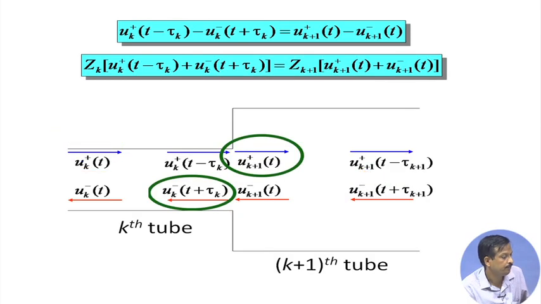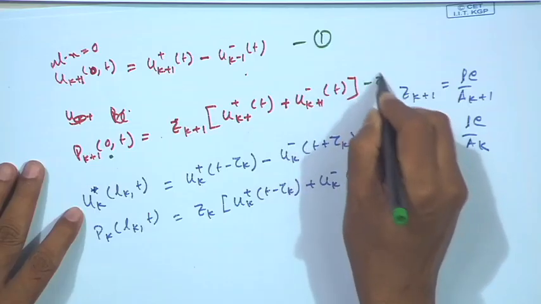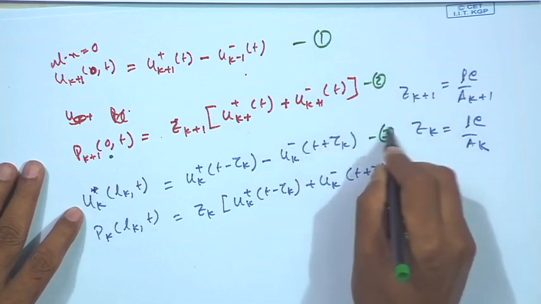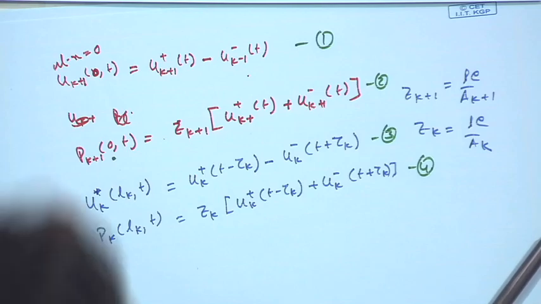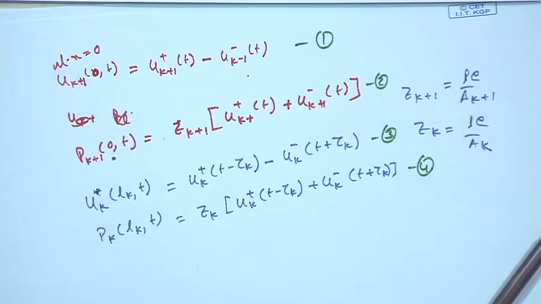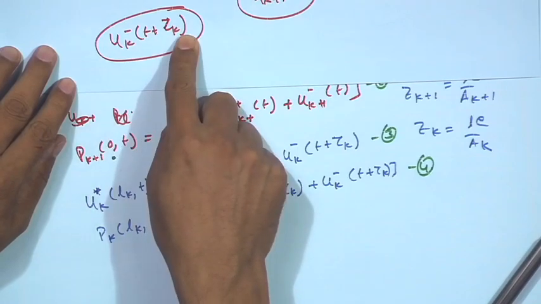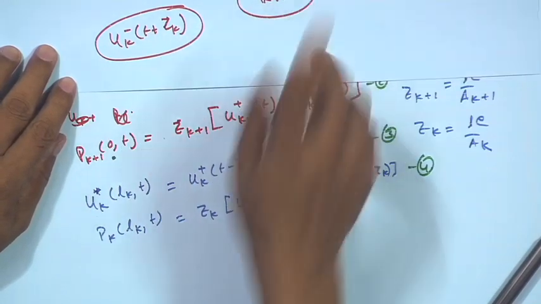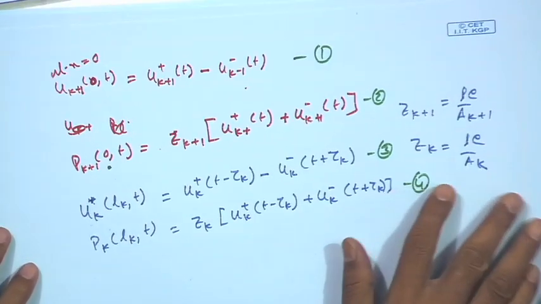Okay. So, I am not showing the animation. This is the 1, 2, 3, 4 equation I will get. I know what I have to find out: u k plus t plus tau k and u k plus t. This I have to find out. This is the 4 equation I get.